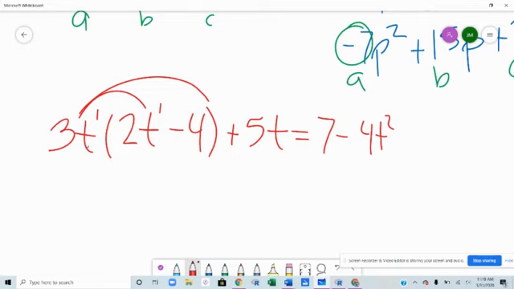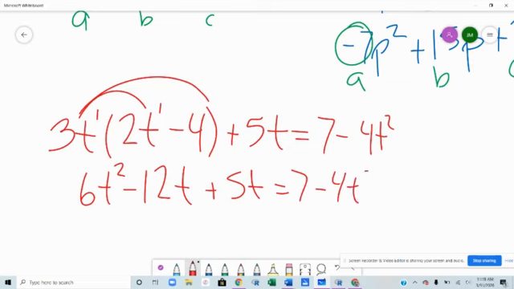So when you distribute 3t to the first times 2t to the first, 3 times 2 is 6. T to the first and t to the first gives you t squared. And then 3t times negative 4 is negative 12t. Then you just bring down your plus 5t equals 7 minus 4t squared.